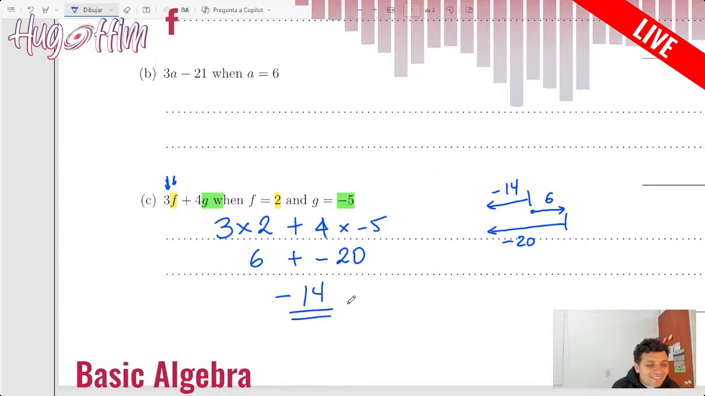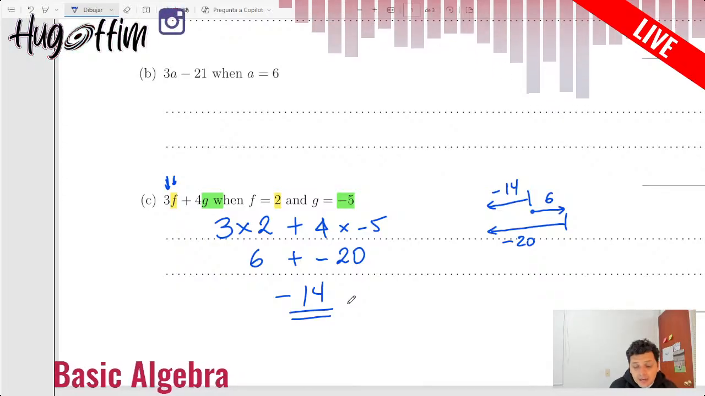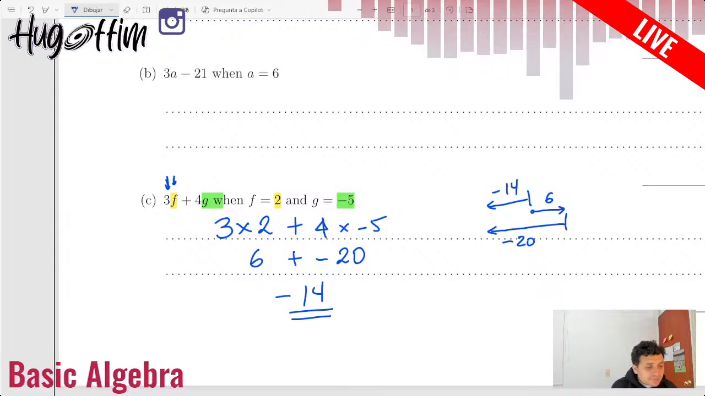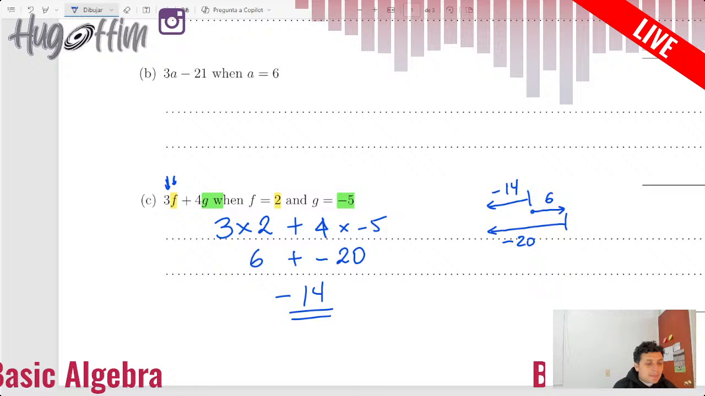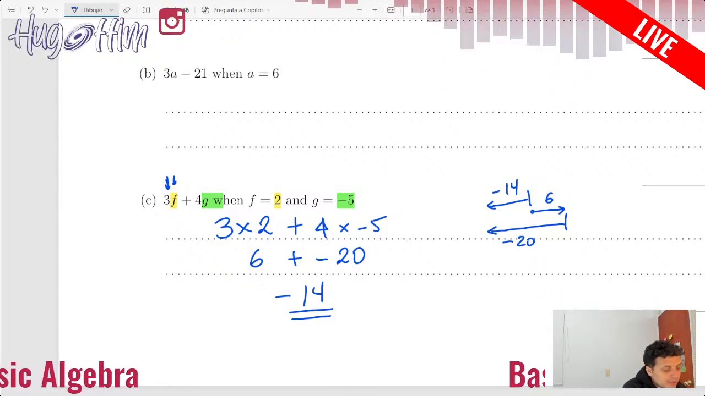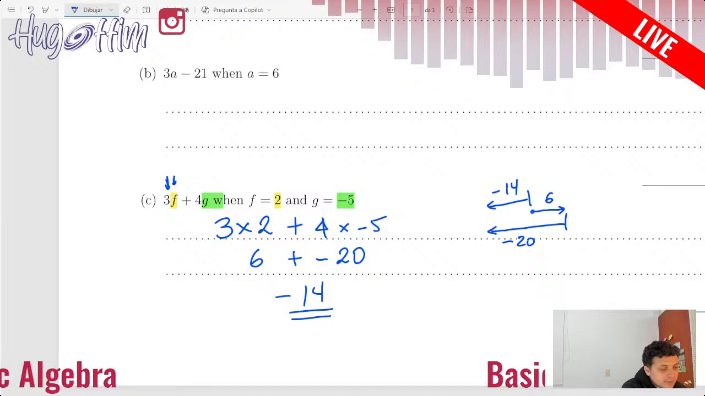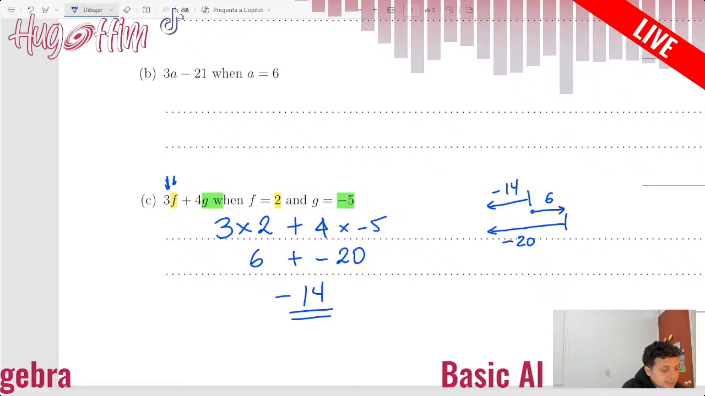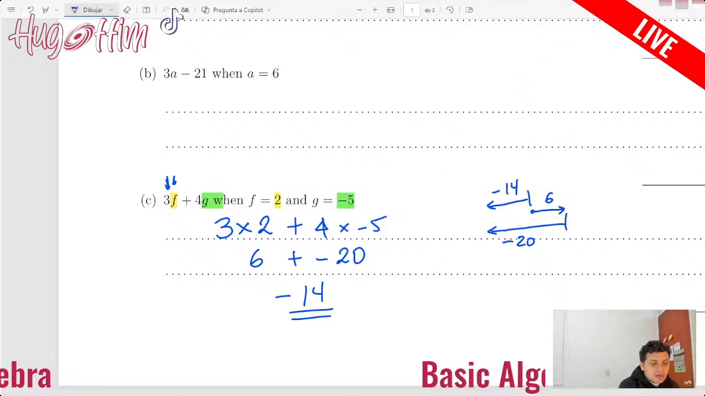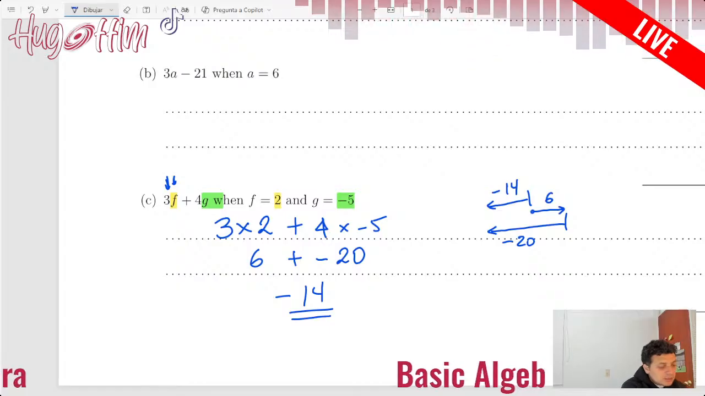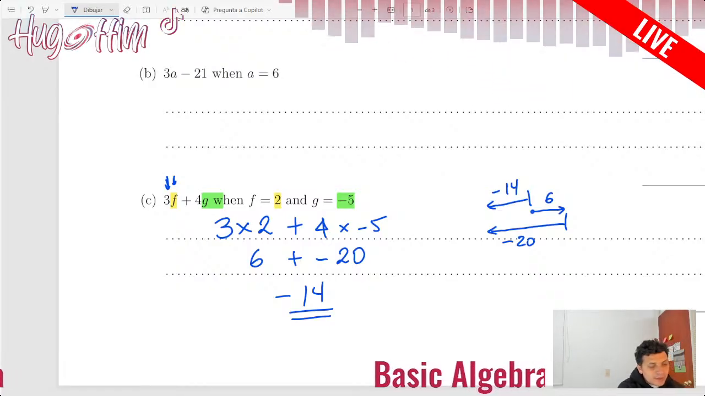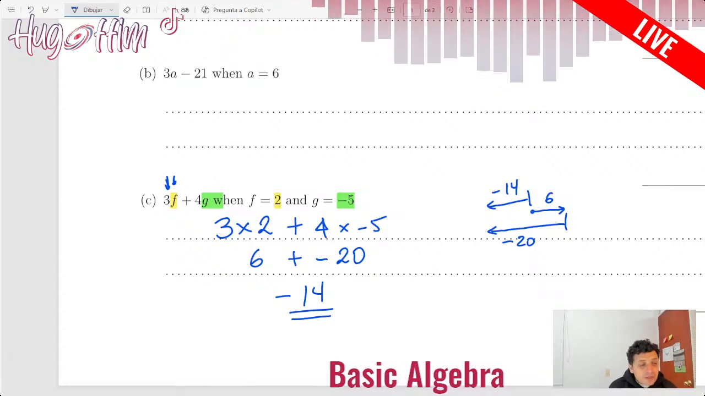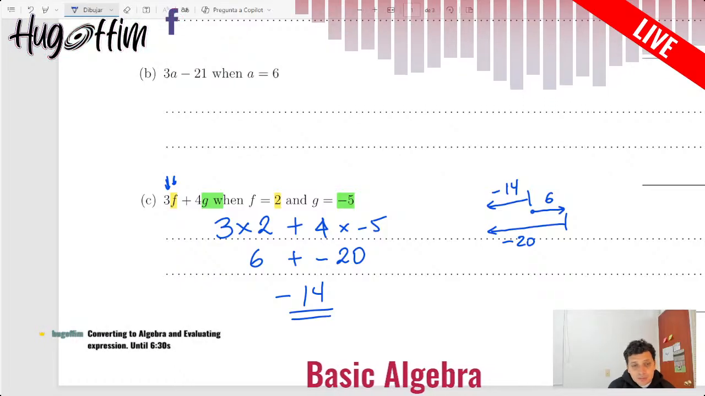So this is how you can work out the evaluation of an expression. We just did converting to algebra and evaluating expressions, here from the start until minute 6:30. This is how you can work out algebra, converting to expressions or evaluating expressions.